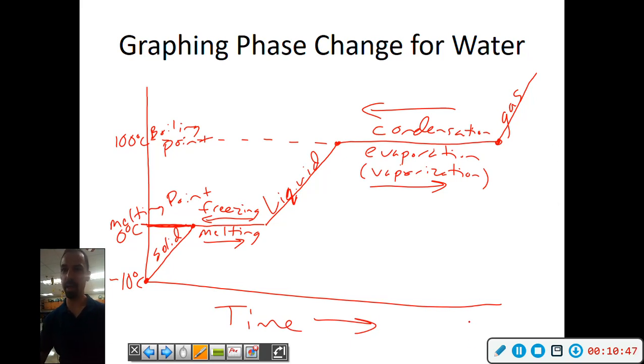What takes more energy? Melting or evaporation? Well, you notice the time on the graph. Melting takes less time than vaporization or evaporation. So that's an important thing to know. It takes more energy to evaporate water than to melt it.